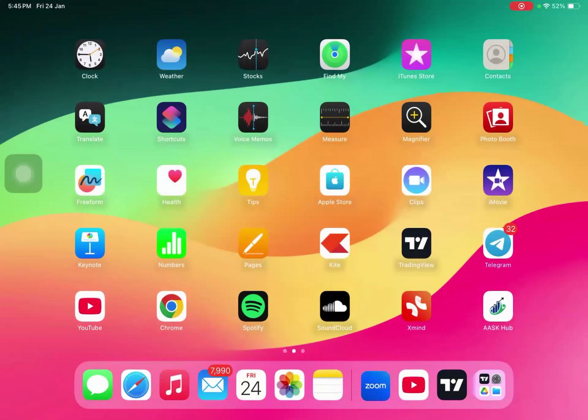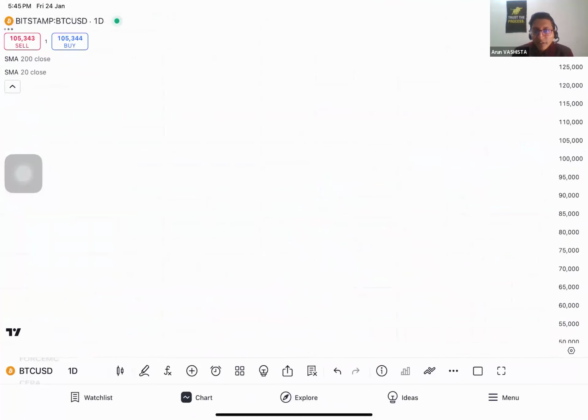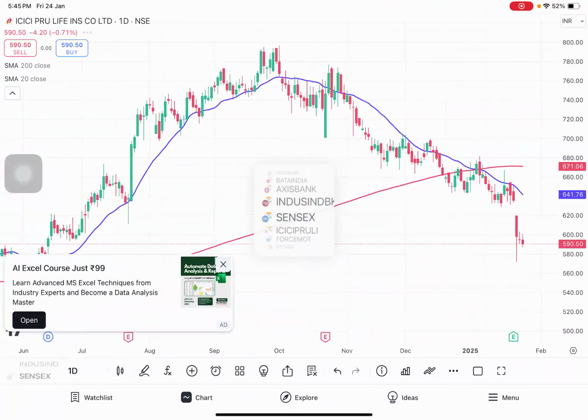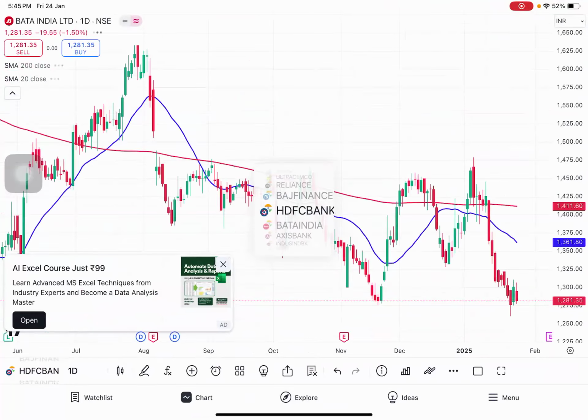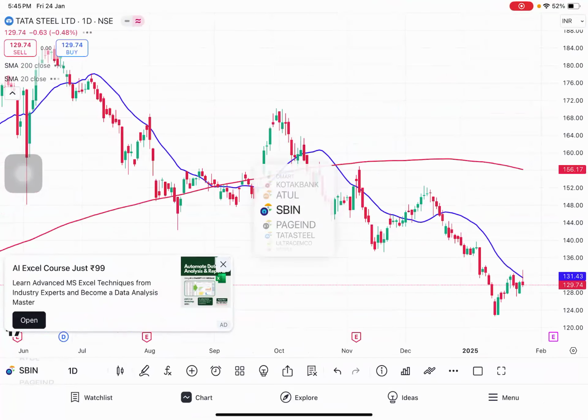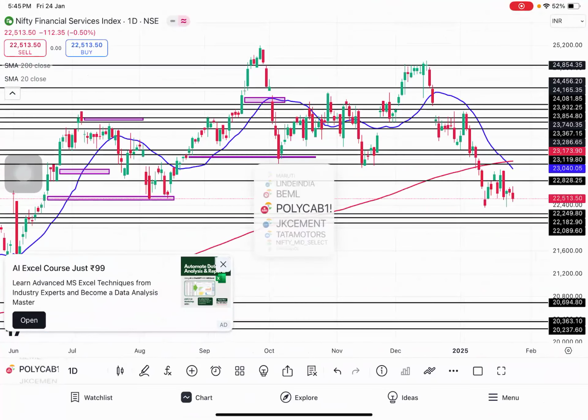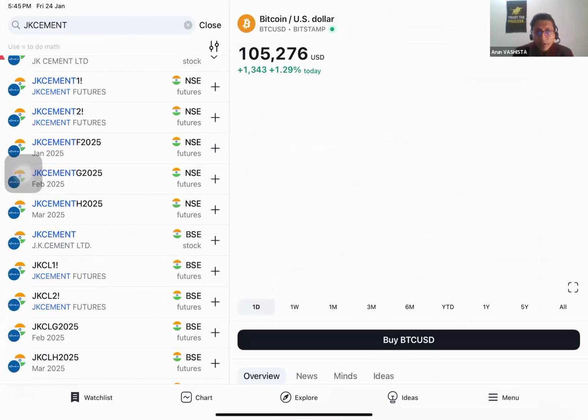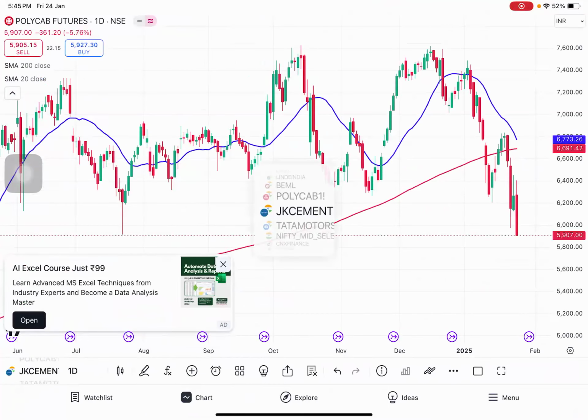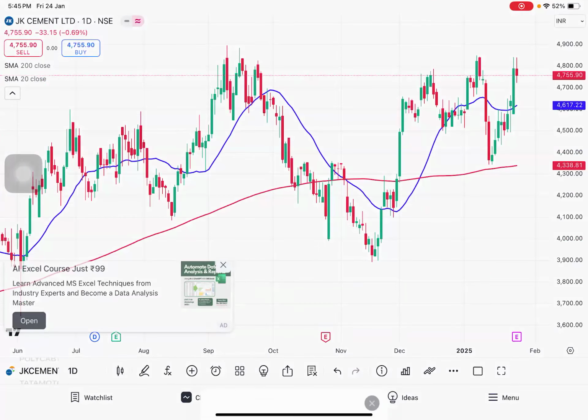Can you see my screen now? Yeah. So JK Cement. JK Cement, 1 second. Yeah. I think it was 29th November. Yeah, 1 second. I think, here's JK Cement.